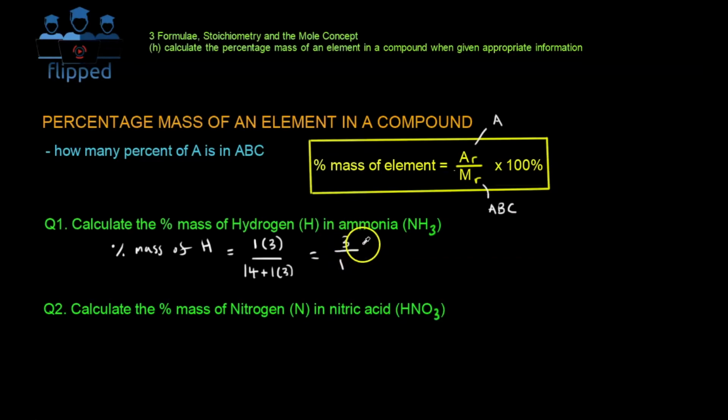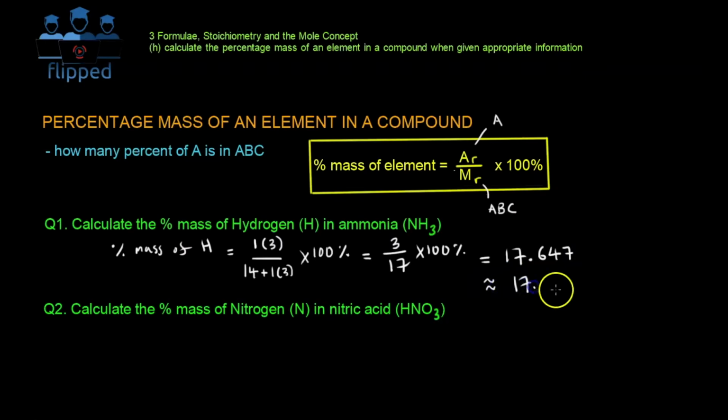Sorry, before that, because it's a percentage, we have to multiply by 100% first. Then we simplify this to 3 over 17 times 100%, and this will give us around 17.647, which we can round off to 17.6%. Please be reminded that all percentage calculation is in 3SF, 3 significant figures.